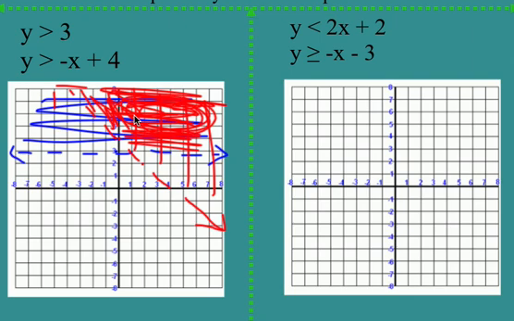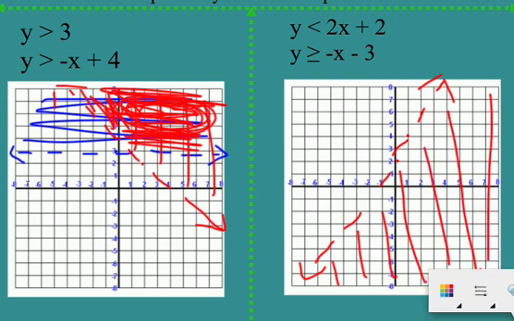Taking a look at number 6, we're crossing the y-axis at a positive 2. And then my slope is 2, which is the same as 2 over 1. So I'm going up 2 over 1, up 2 over 1. Now through that, I'm going to have a dashed line. Okay, and I'm going to shade underneath that dashed line because the alligator is facing away from the y.